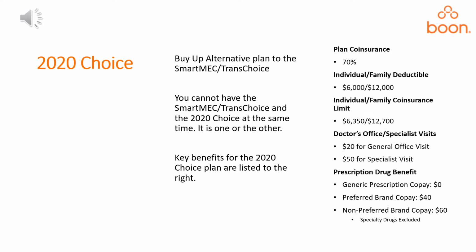Plan coinsurance, 70%. Individual and family deductible, $6,000 and $12,000. Individual and family coinsurance limit, $6,350 or $12,700. Doctor's office or specialist visits, $20 for general office visit, $50 for a specialist visit.